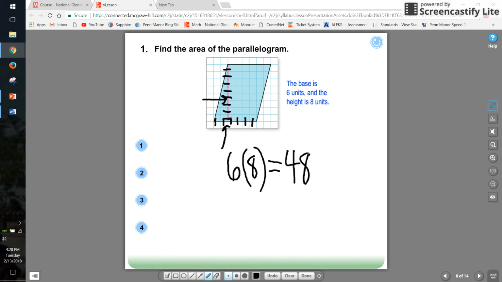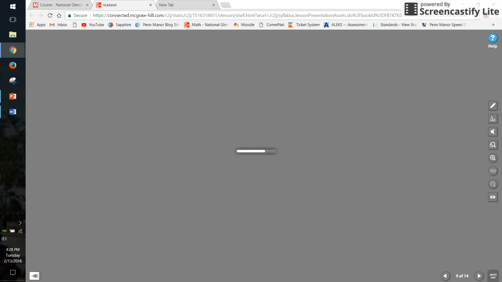I don't have a measurement. Many times it'll be centimeters or meters or inches or feet, that sort of thing. But in this case, it just is asking me for units. So I'm going to label this units, and I'm going to put the squared symbol here, saying that there's 48 of those little squares inside the parallelogram. That's what that means. Let's go to another one.